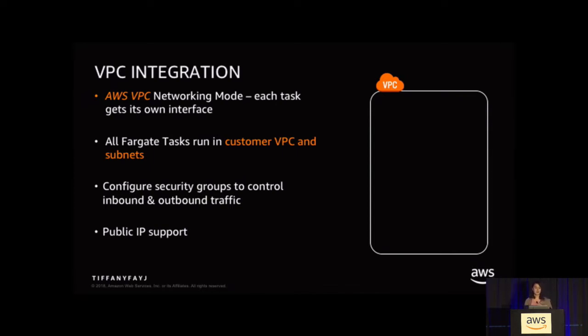These tasks run in your VPC and your subnets, and you can configure security groups for how you want to control the traffic. For your subnets, you have the option of making them either public subnets or private subnets. And depending on how you want to interact with that, you can use a load balancer with it as well.